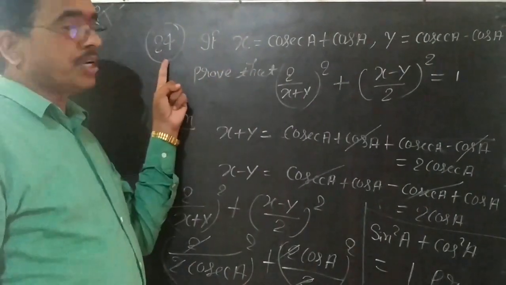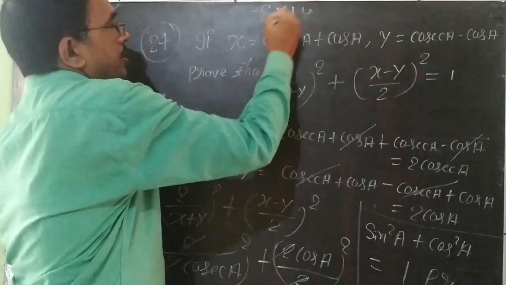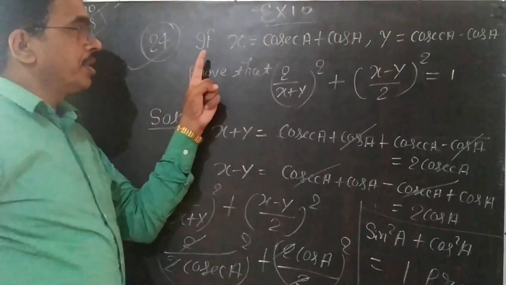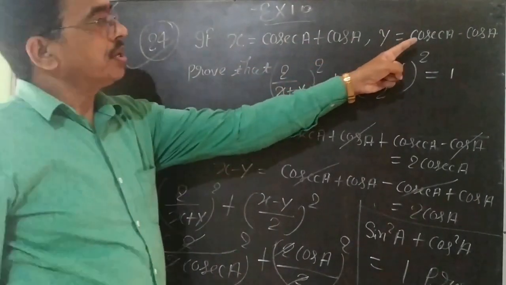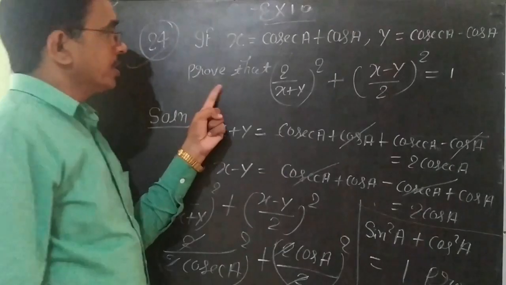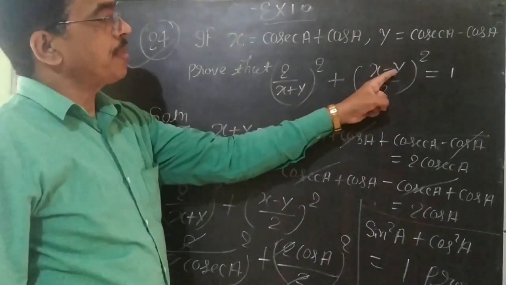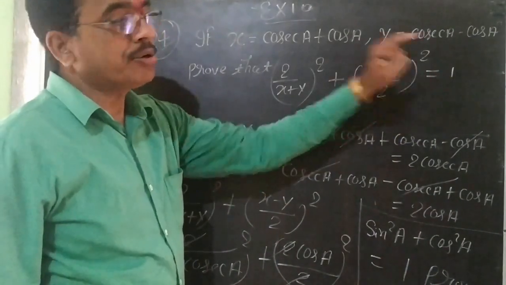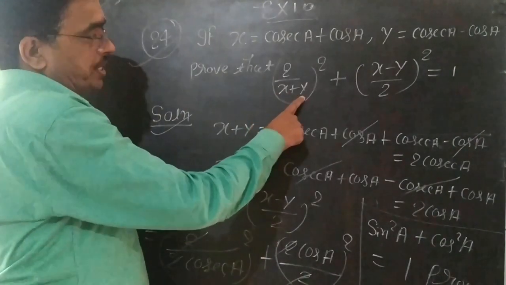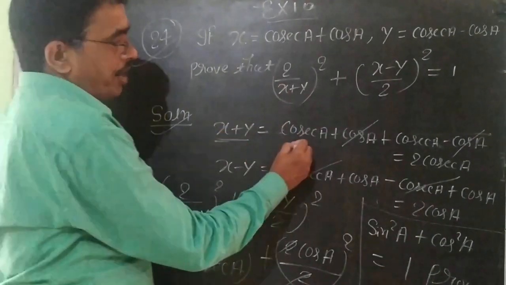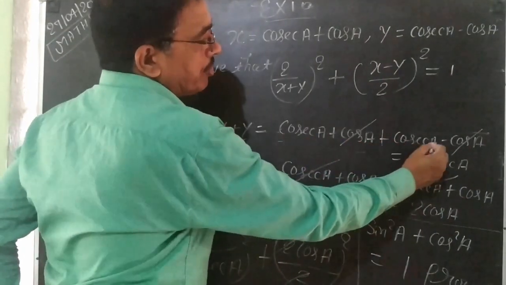Exercise 10, question number 24. If x is equal to cosec A plus cosec, y is equal to cosec A minus cosec, then prove that 2 by x plus y whole square plus x minus y by 2 whole square is equal to 1. Dear student, first write the solution, and your work is x plus y. So I write here x plus y and put their values. X plus y is cosec A plus cosec, plus y is equal to cosec A minus cosec.